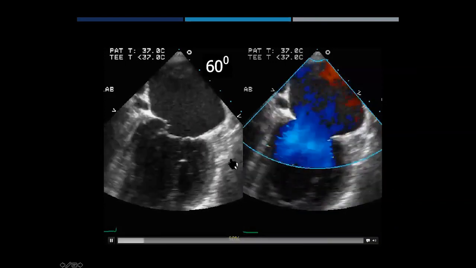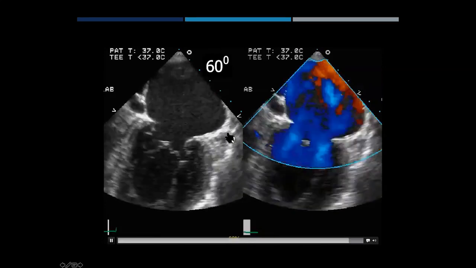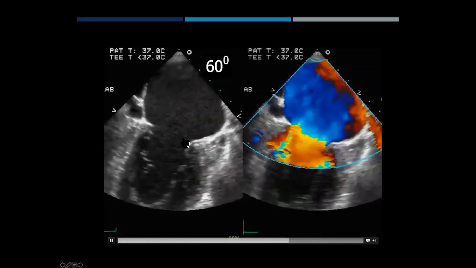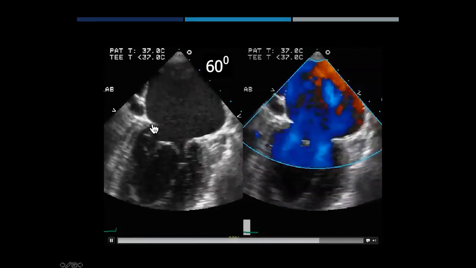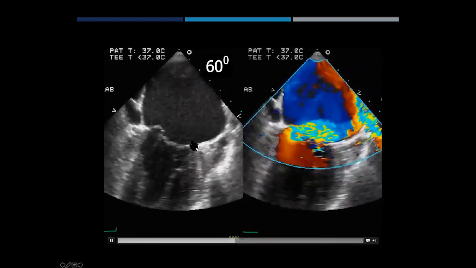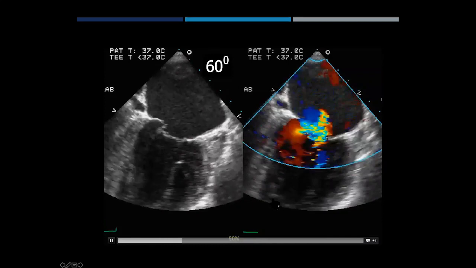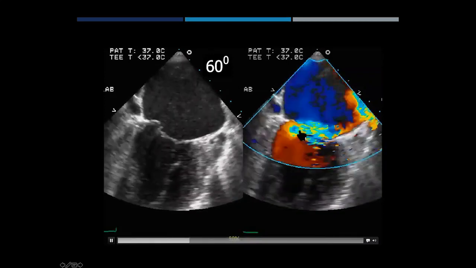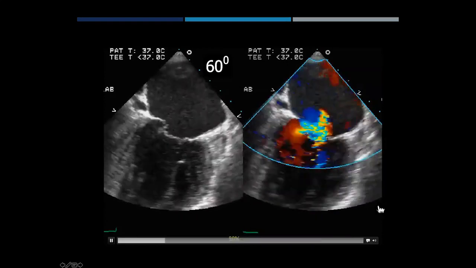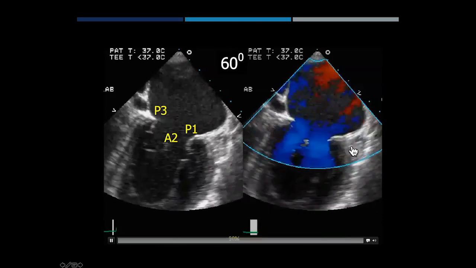And here, this is the 60-degree view. So again, the commissural view, where you see a bit of the left atrial appendage here. You see the coronary sinus here, position 1, position 2, position 3. So this is telling you P1, A2, P3. So it looks like the pathology is in P3. And you can appreciate with the MR jet also that the pathology appears to be P3. P1, A2, P3.